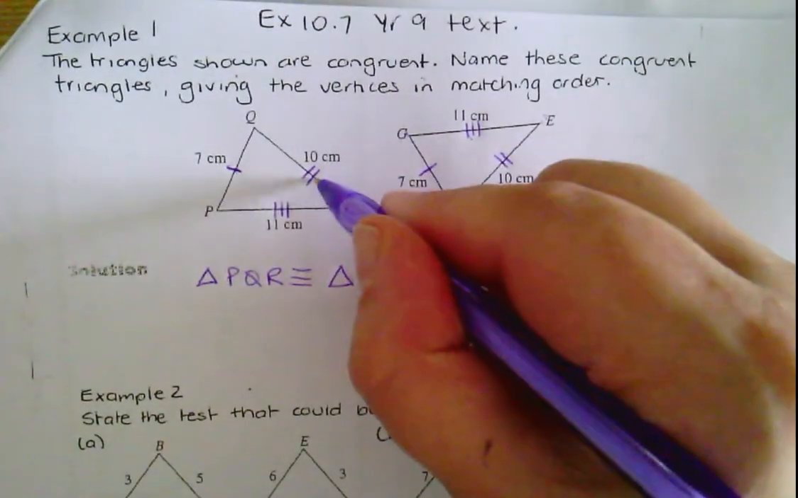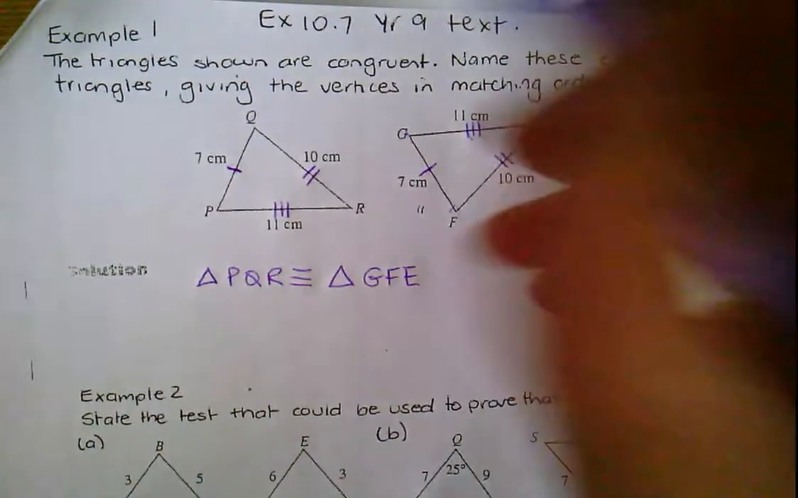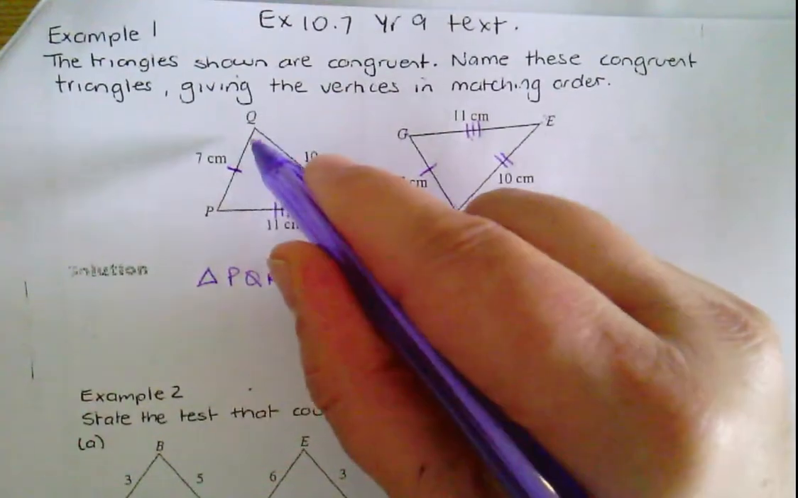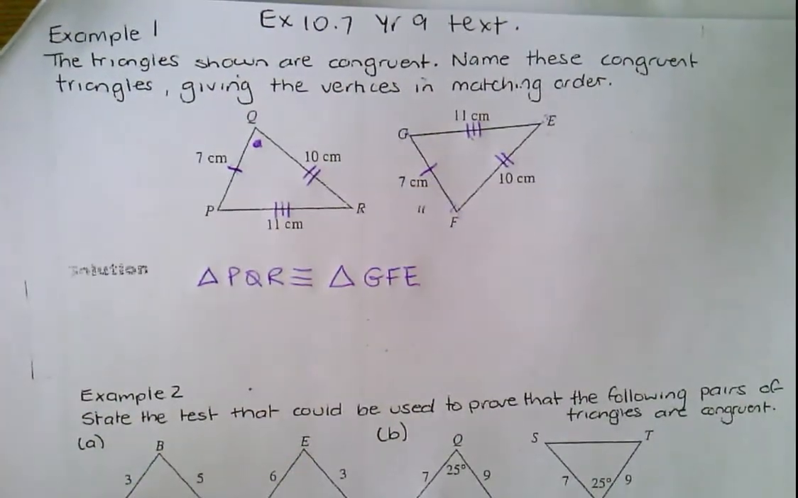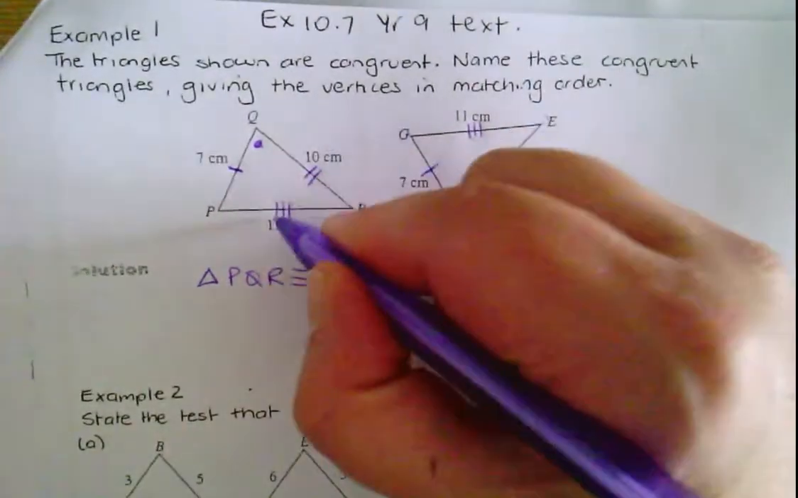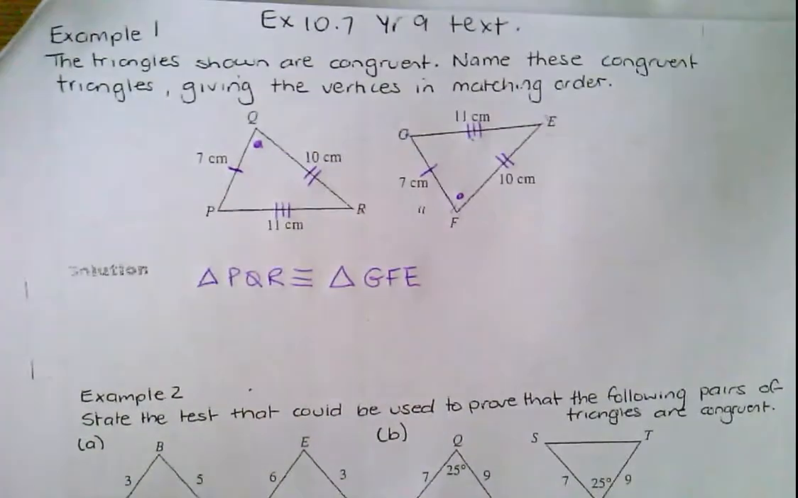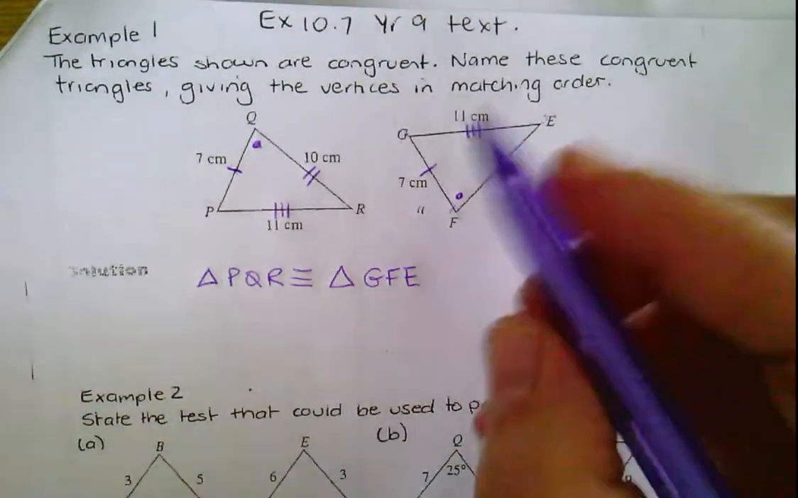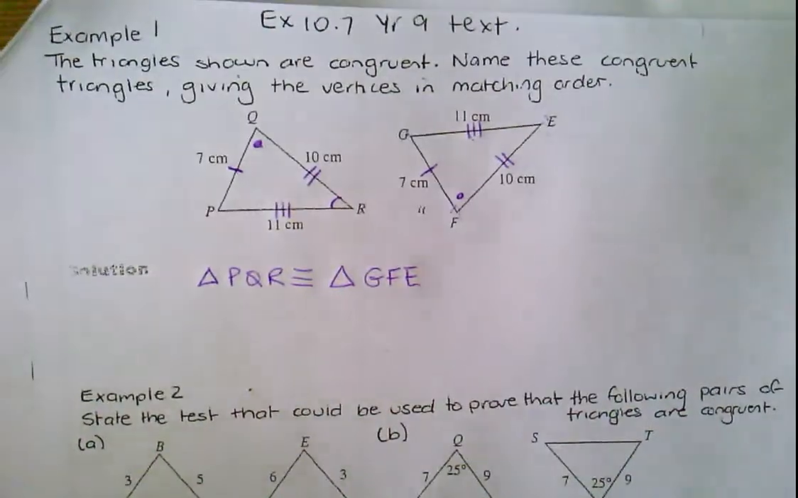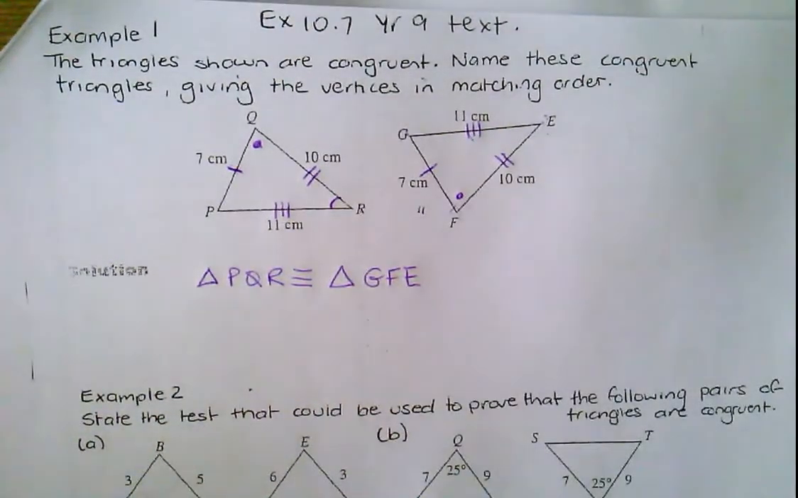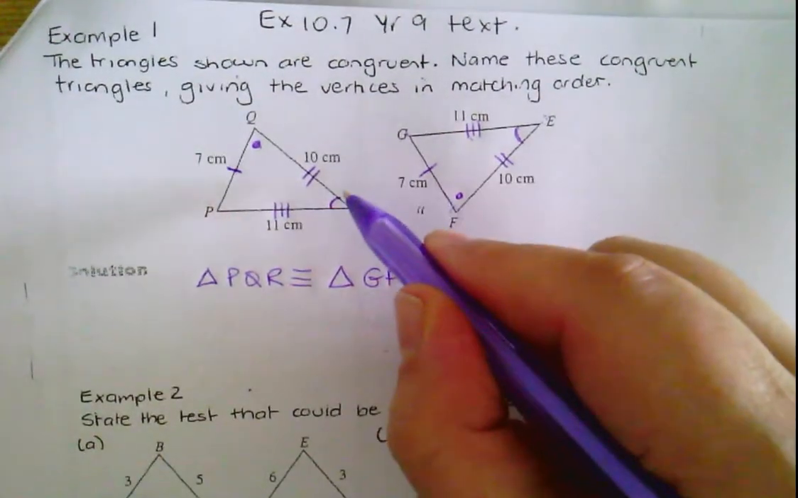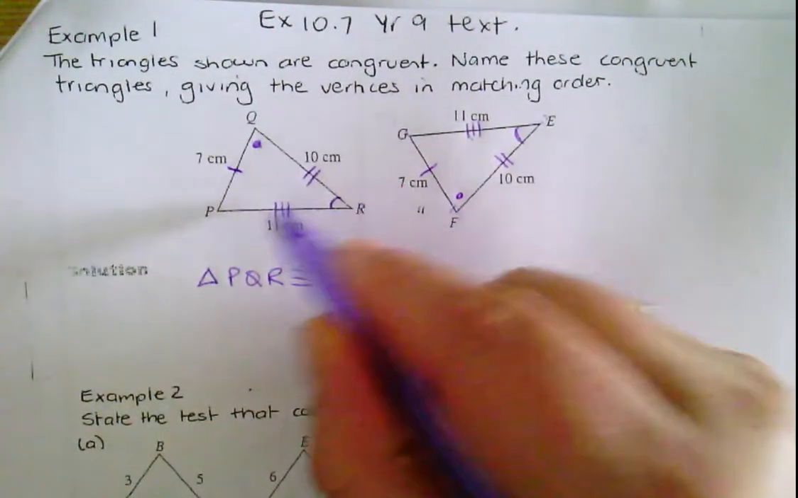Now, there is another way that you could find the matching order, and I do this sometimes as well. See the single dash side and the double dash side? I could put a dot between those two. Or I could put a dot opposite the triple dash side. So, which is the corresponding angle to Q? Q is opposite the triple dash side. F is opposite the triple dash side. Girls, what is opposite the single dash? E.